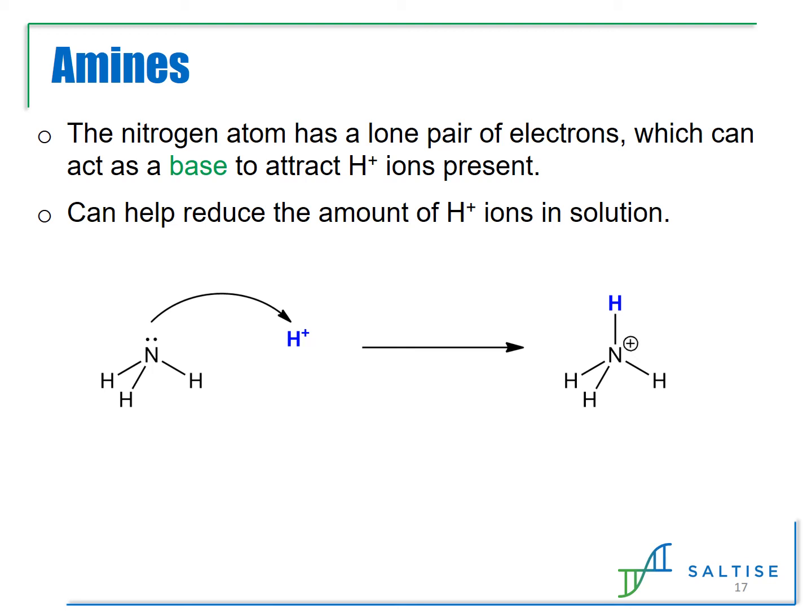Nitrogen likes to have 3 bonds and 1 lone pair of electrons. But the lone pair of electrons can attract hydrogen ions in solution, and so essentially amines can act as a base to reduce the amount of hydrogen ions in solution. Because the lone pair of electrons was used to form a bond to the hydrogen ion, the nitrogen would then have 4 bonds and no more lone pair of electrons. The result is that the nitrogen would become positively charged, which is why we see the charge here.